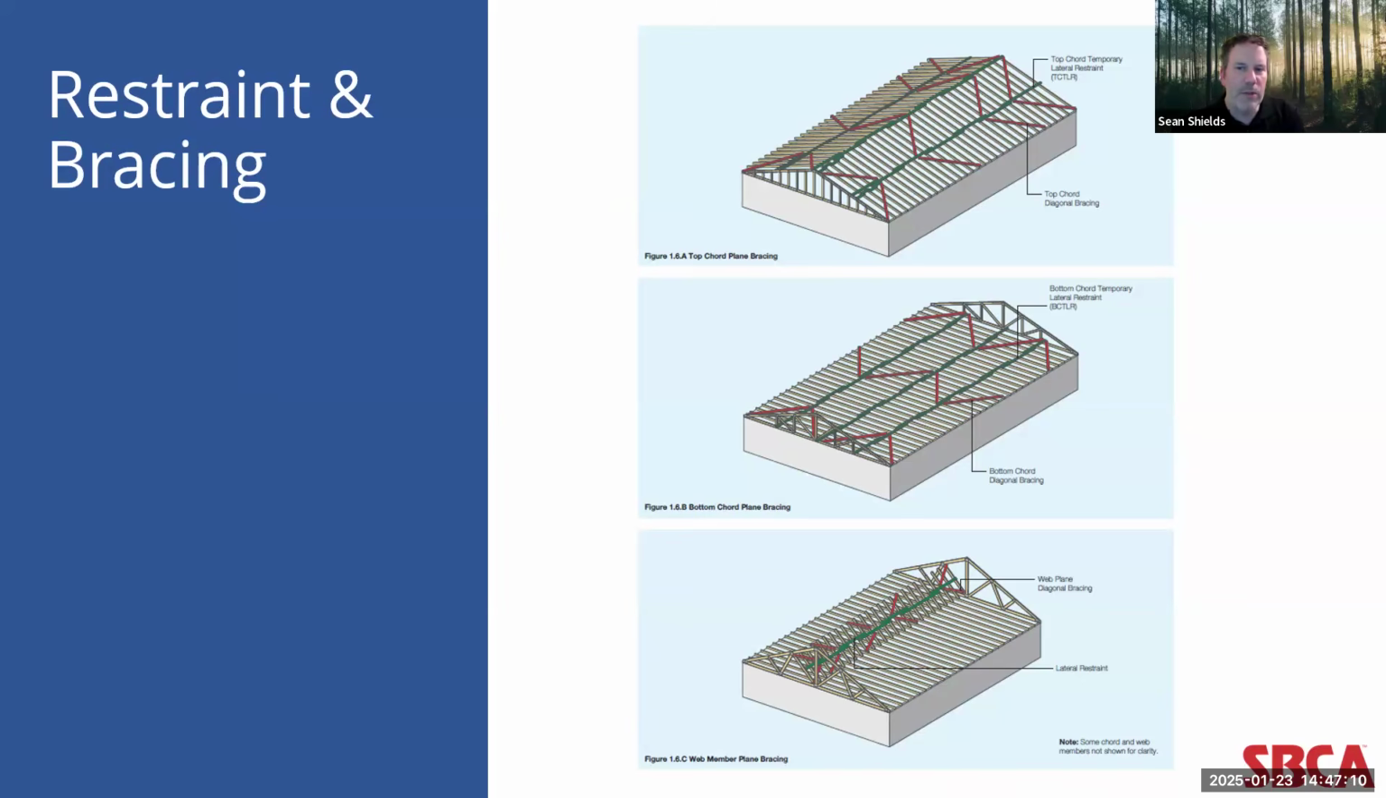If we spend a minute and talk about truss restraint and bracing, again, each truss element works within a three-dimensional roof or floor system. And while that truss design drawing concerns itself mainly with the elements of the two-dimensional truss, it does incorporate the important three-dimensional element when it comes to restraint and bracing. There are 3 images here on the screen that show top chord plane bracing at the top, bottom chord plane bracing at the bottom, and web member plane bracing in the middle. And we'll revisit that last image in a minute.